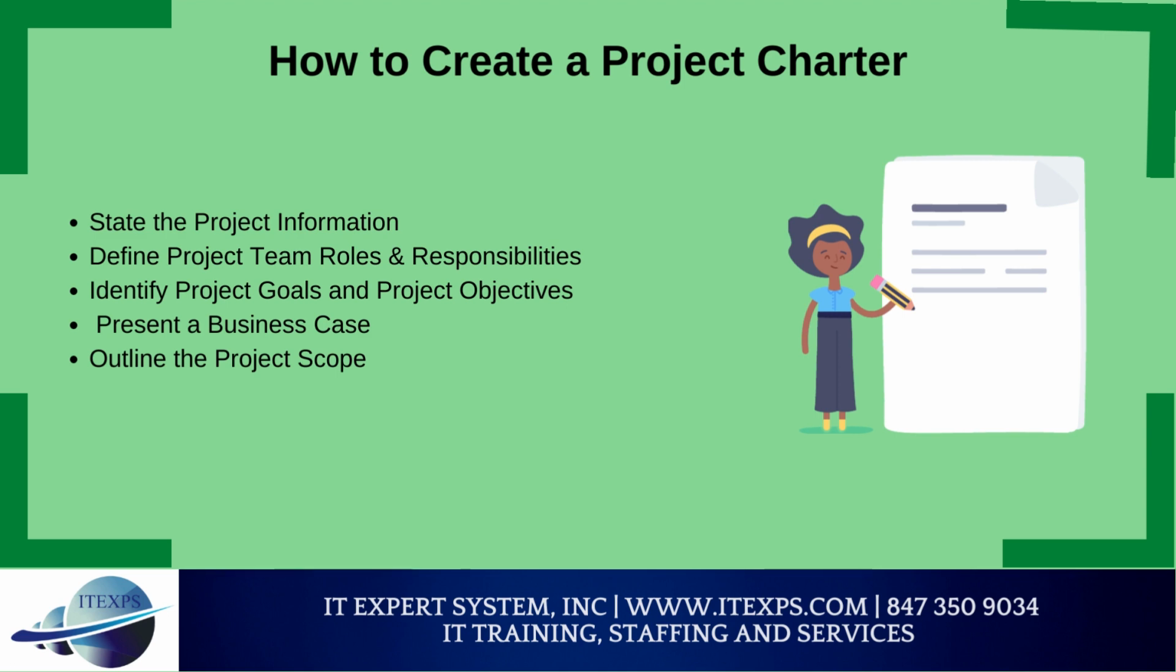1. State the project information. This first section in your project charter is where you will include your project's general information, such as its name, description and who are the project sponsor, project manager, team members and stakeholders. 2. Define project team roles and responsibilities. An important function of a project charter is to document who are your team members and what their roles and responsibilities are. You should also identify the main stakeholders. It is always crucial to note the stakeholders in any project, for they are the ones who you will be reporting to and, in a sense, managing their expectations.